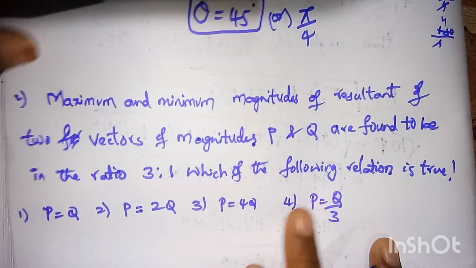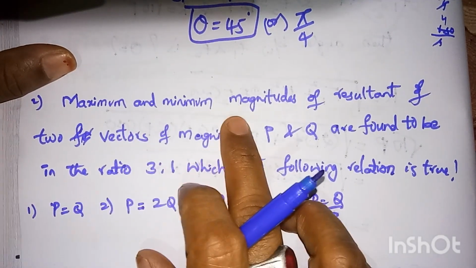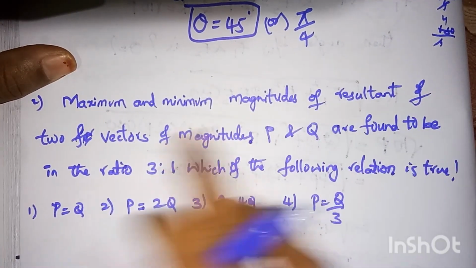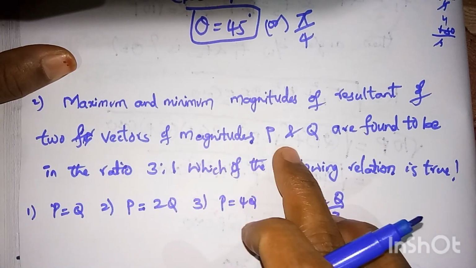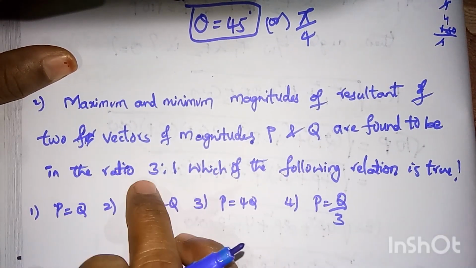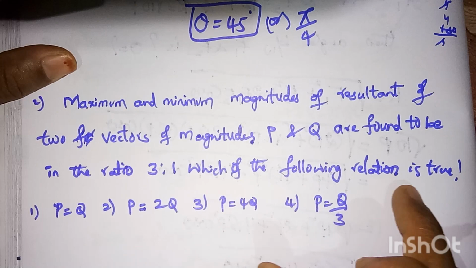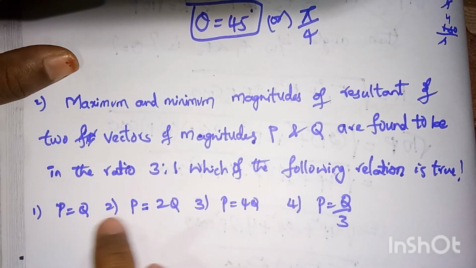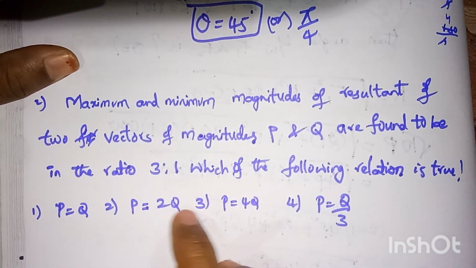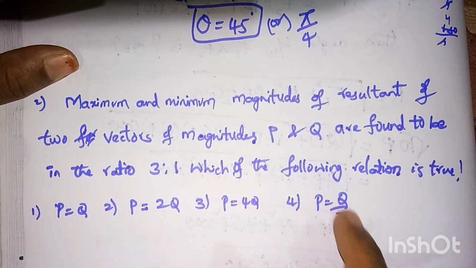What they have given is that the maximum and minimum magnitudes of resultants of two vectors of magnitude p and q are found to be in the ratio 3:1. Which of the following relations is true? P equals q, p equals 2q, p equals 4q, p equals q by 3.